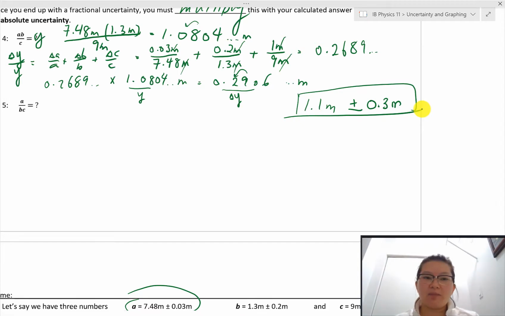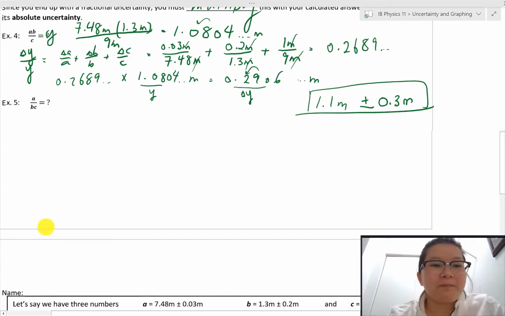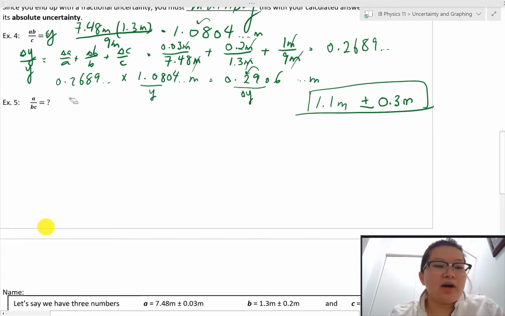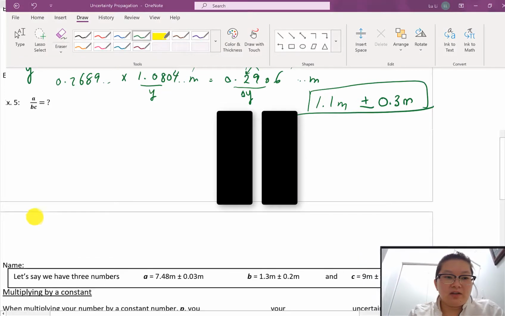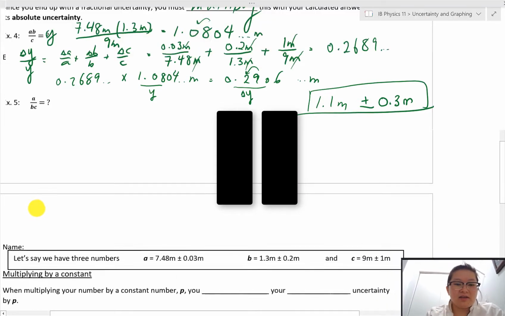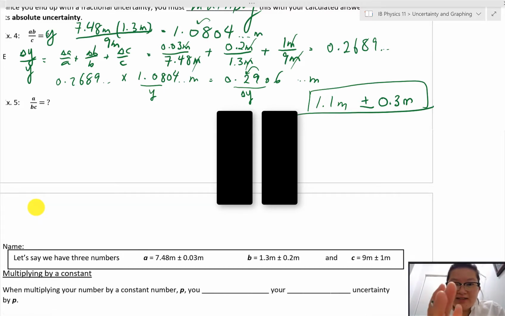Notice that there was an extra step to convert the fractional uncertainty to the absolute uncertainty. Okay, so the next one, example 5, will be good for you to do. So, good time to pause the video. I'm just going to show these ABCs down here so you can see that. Okay, good time to pause the video.